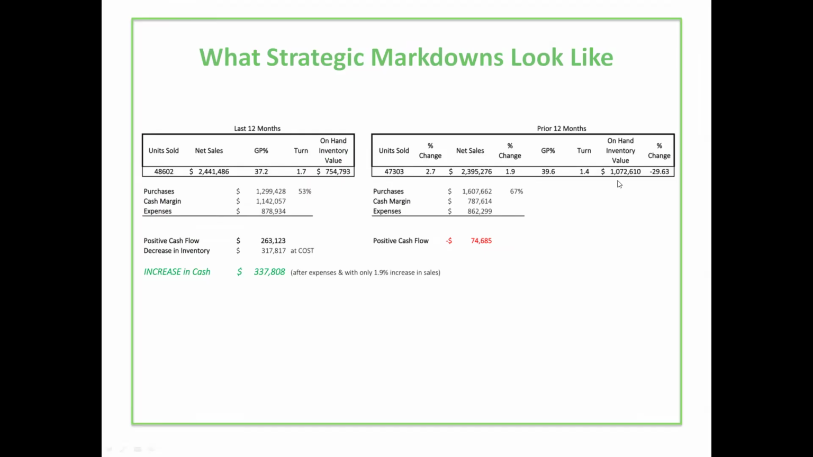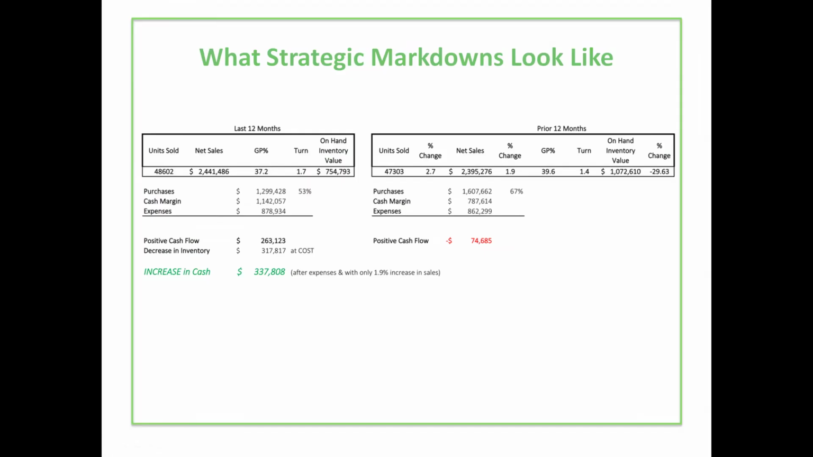And our on-hand inventory value at the end of this time frame was 1.072 million. Okay, so our purchases, or the amount that we invested in order to buy merchandise to sustain these sales, to achieve net sales of 2.395 million, we spent 1.607 million on inventory. Our cash margin, or the amount left over, is simply our sales minus our purchases. So that left us with 787,614 left to spend on our other stuff.